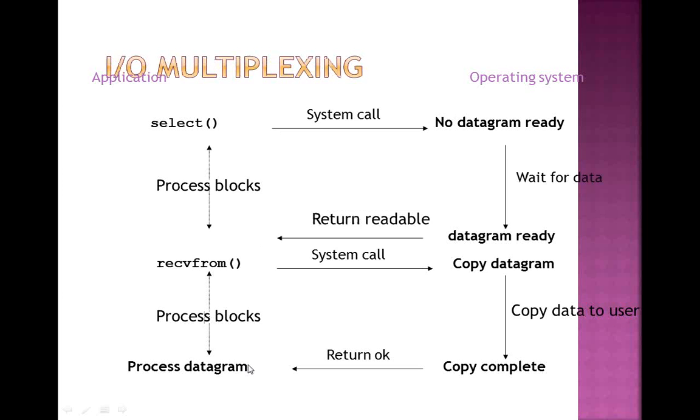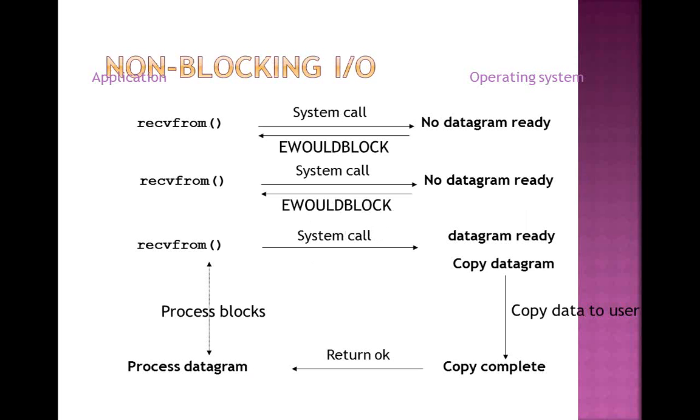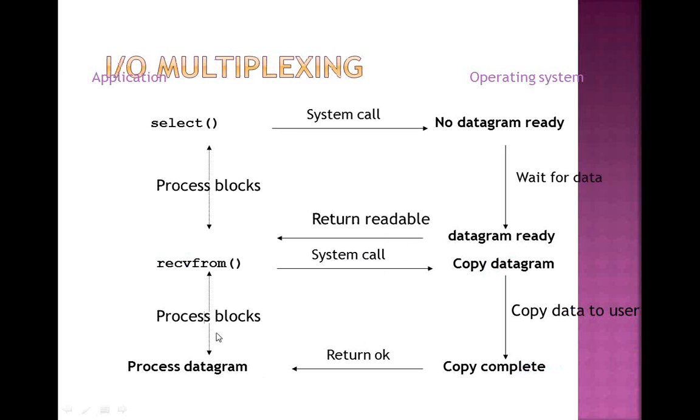This is the non-blocking scenario. The recvfrom function is used, that is the system call, no datagram ready, that is EWOULDBLOCK. Then recvfrom, there is a system call, there is an EWOULDBLOCK, that is no datagram is ready. Then recvfrom, the system call, datagram is ready, copy the datagram, copy complete, return OK, process the datagram.